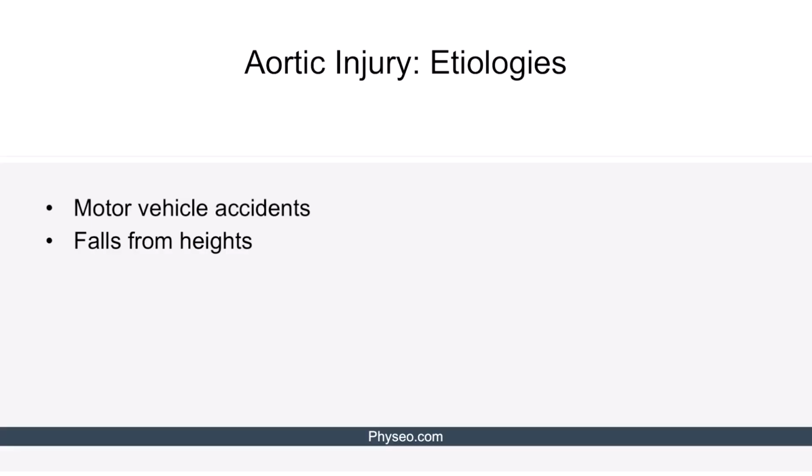Now let's move on to etiologies. Some of the common testable etiologies of aortic injury are motor vehicle accidents and falls from heights resulting in acute traumatic aortic rupture. Most of these cases result in full-thickness tears that lead to rapid hemorrhage and little time for medical intervention, resulting in death.